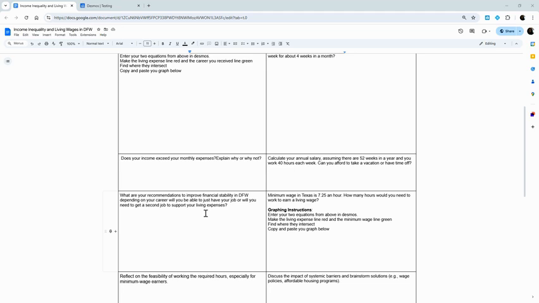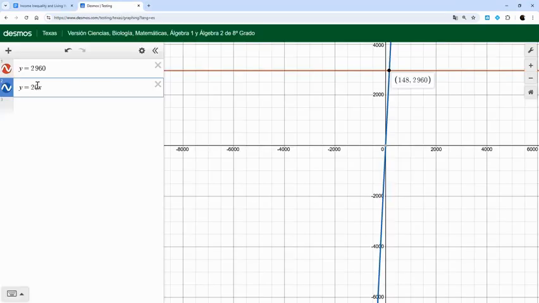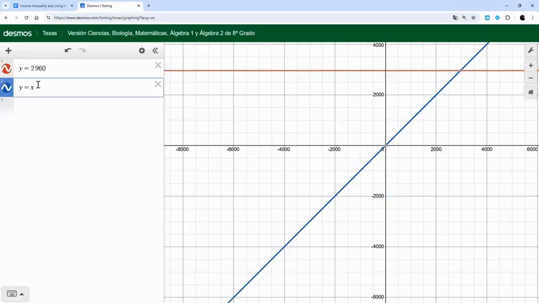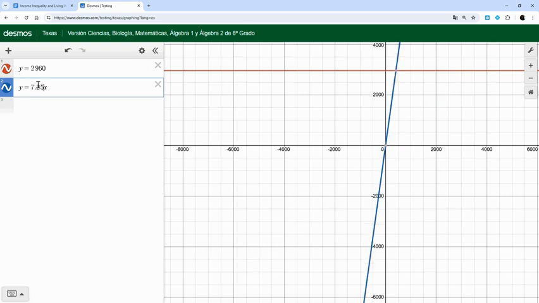Then they talk about minimum wage. Minimum wage is $7.25. How many hours would you need to work to earn a living wage? So this is when they're going to have to use Desmos, change it to $7.25 and see where that would be. And so they'd have to work 408 hours just to make the living expenses.